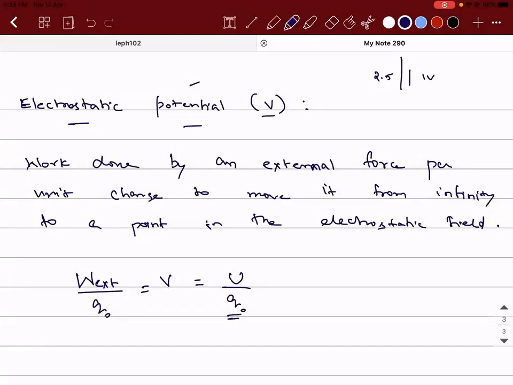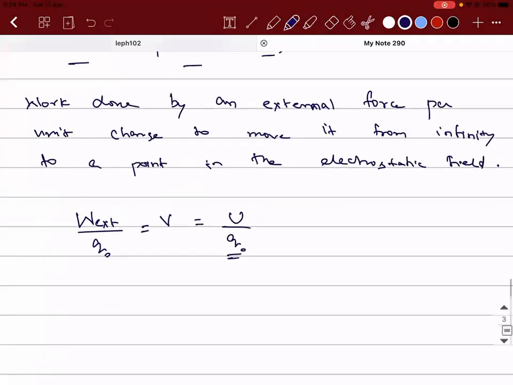Now, what is going to be the SI unit of it? The SI unit is joule per coulomb. The joule per coulomb is what is called a volt. Capital V. The joule per coulomb is what is called capital V. That is volt. Okay. This is electrostatic potential, which is the name of the chapter.